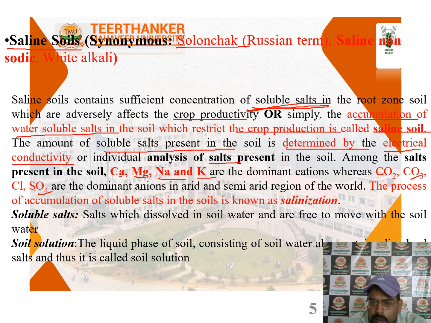These are dominant in arid and semi-arid regions where water is removed from the surface of the soil. The process of accumulation of soluble salt is called salinization. That means the formation of saline soil is also called salinization.